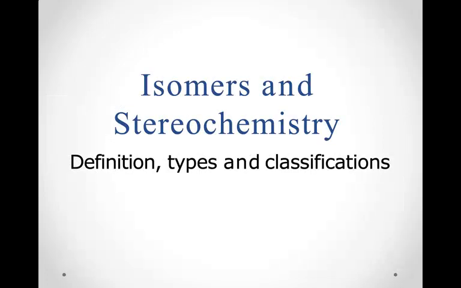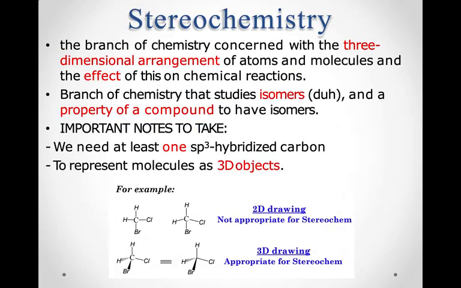So next up is the most important part of organic chemistry, which is isomers and stereochemistry. Here we will talk about the definition, types and classifications. What is stereochemistry? The branch of chemistry concerned with the three-dimensional arrangement of atoms in molecules and the effect of this on chemical reactions. It is the branch of chemistry that studies isomers, so you will ask what are isomers, and the property of a compound to have isomers.